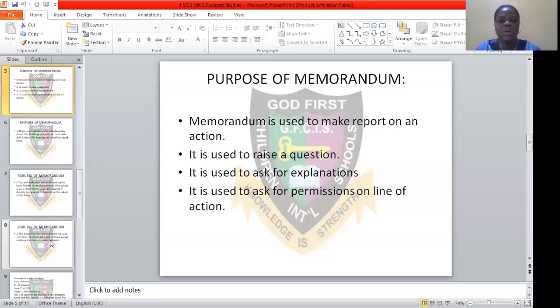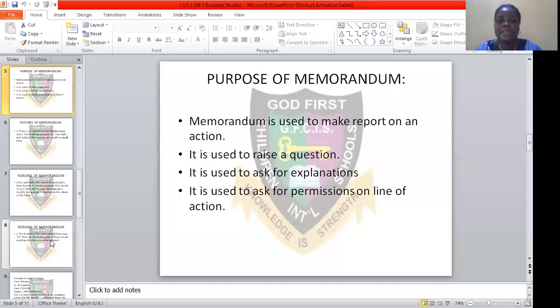So to avoid all that, there is need for you to carry along the management so that they can put in place who would stand in for you while you are away. That's why we send a memo to the management to ask for permission. But the fact that you ask for permission does not mean that the permission will be granted to you. It depends. If what you are taking permission for is genuine, the management will grant it.